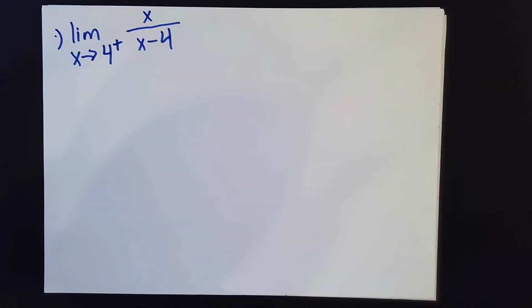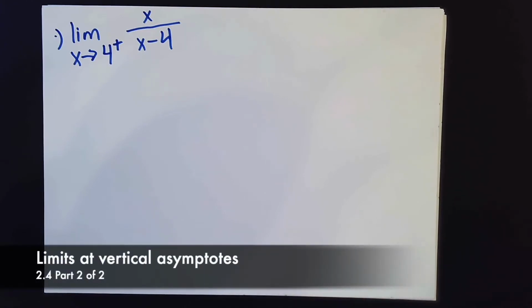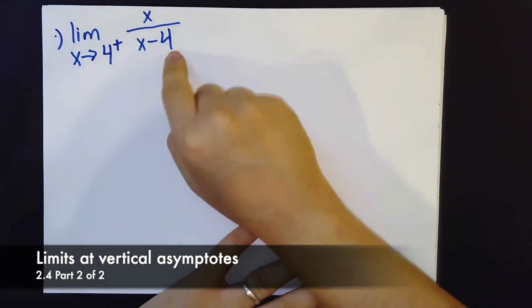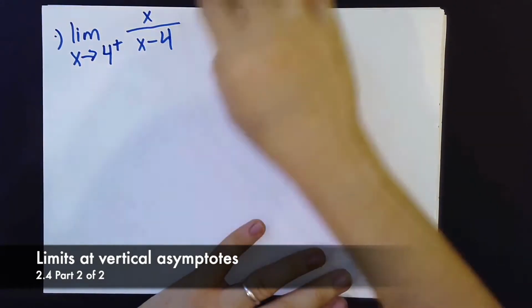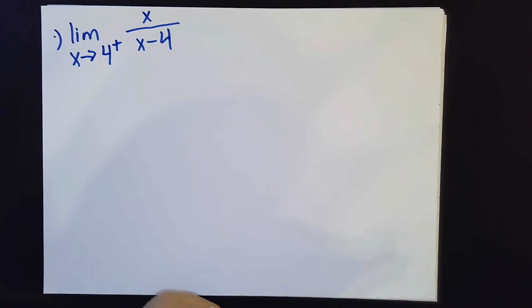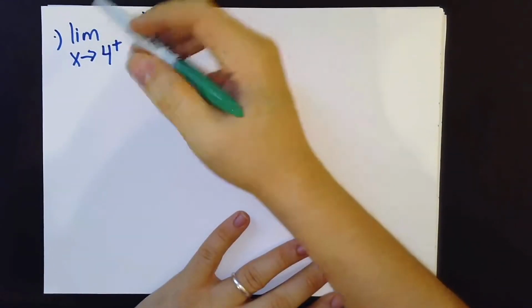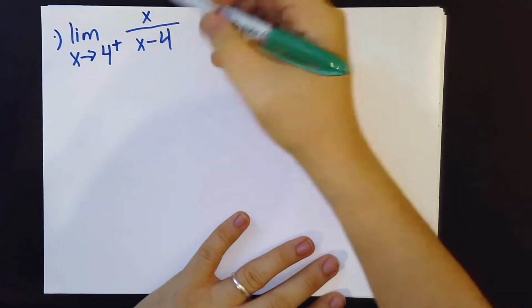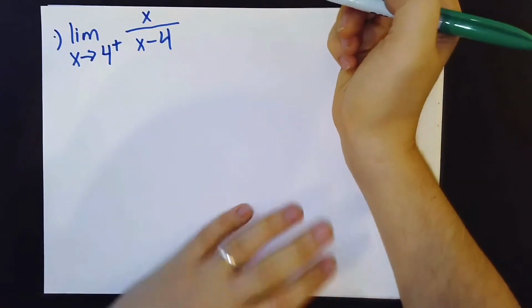Welcome back. In the last video about section 2.4, I'm going to talk about this kind of algebraic calculation of one-sided limits. So in this question I'm asked, hey, if I take the limit as x goes to 4 from the right of this thing, what's it going to be?